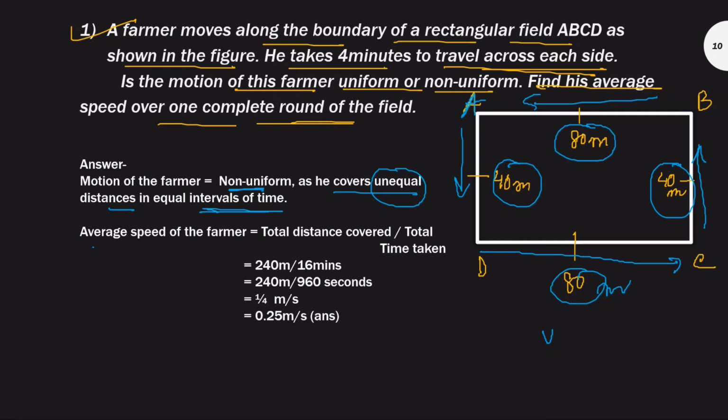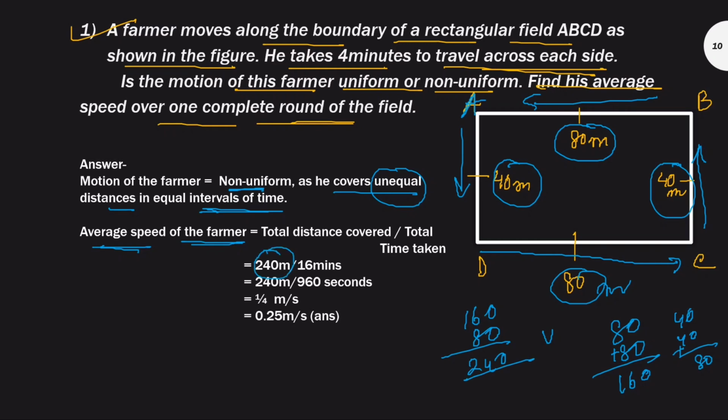So the average speed of the farmer would be total distance covered divided by total time taken. So what is the total distance? You have to add 80 plus 80 equals 160, right? And 40 plus 40 equals 80. Now we have to add 160 plus 80 and it would give you 240. So the total distance will be 240. Total time, how much? 4 minutes to travel each side. So 40 meters in 4 minutes, 80 meters also in 4 minutes, 40 meters again in 4 minutes, and 80 meters again in 4 minutes. So 4 plus 4 plus 4 plus 4, how much is it? 16. So total time will be 16 minutes.